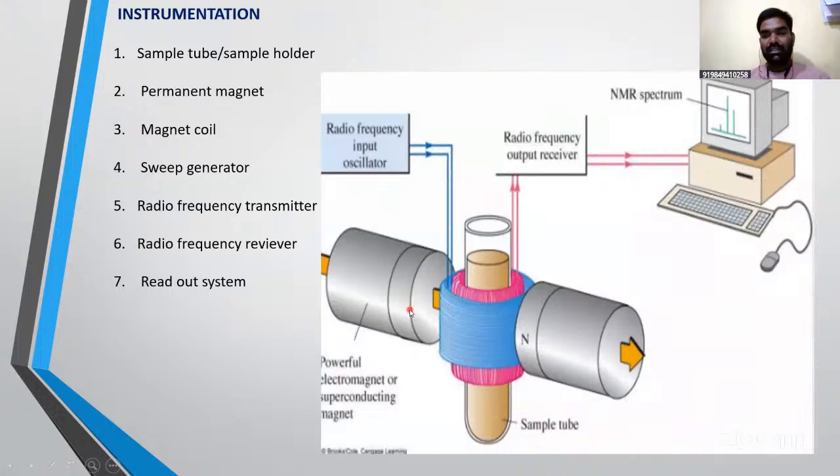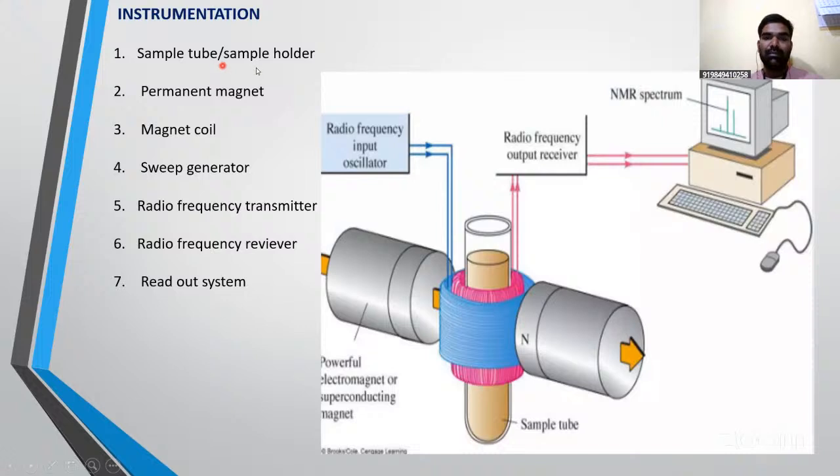This is the instrumentation you can see. Instrumentation of the NMR. In the instrumentation, there will be sample tube, sample holder. These are the components which are observed in NMR spectroscopy: sample tube, permanent magnet, magnetic coil, sweep generator, radio frequency transmitter, radio frequency receiver, and readout system. These seven components are there in the instrumentation.